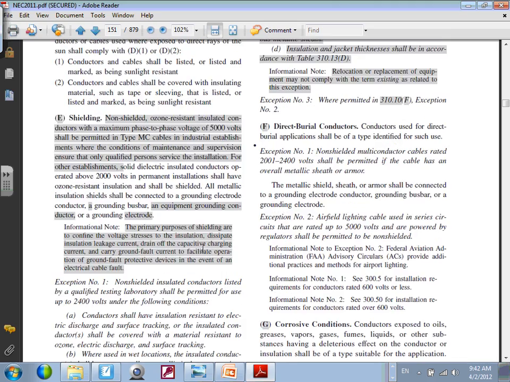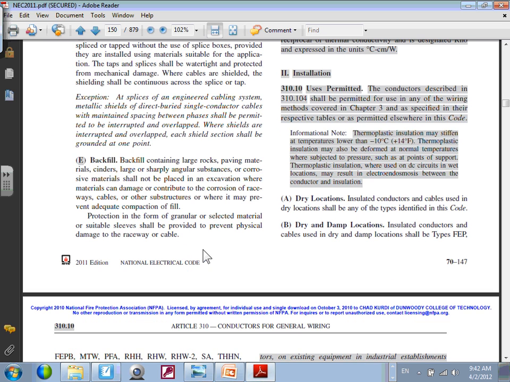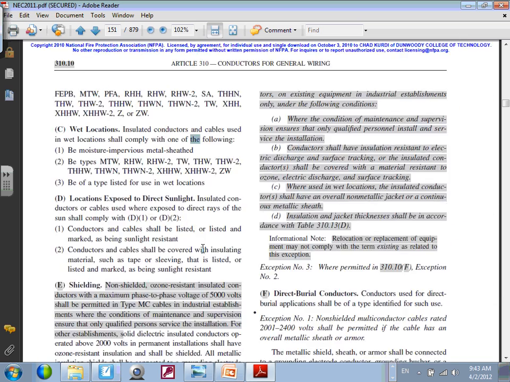Can you back up a little bit? Yep. Oh, the article, I'm sorry. 310.10, use is permitted. Okay, so keep going in here.